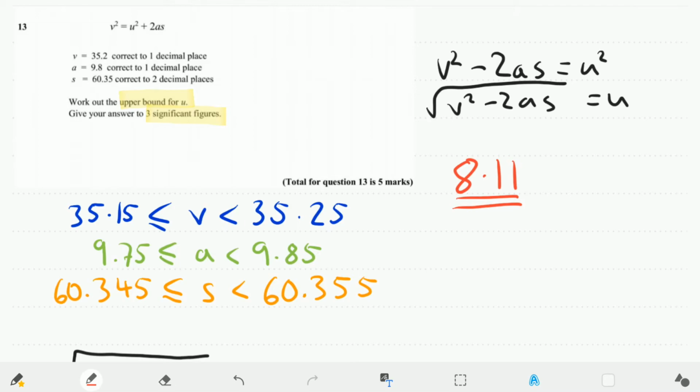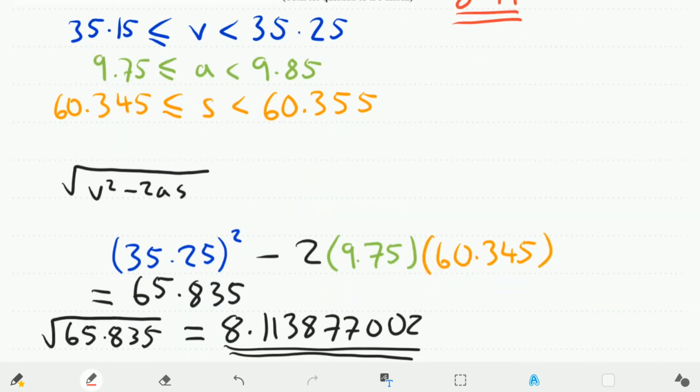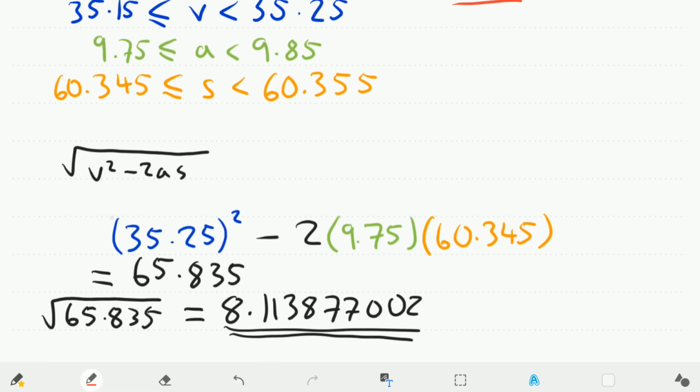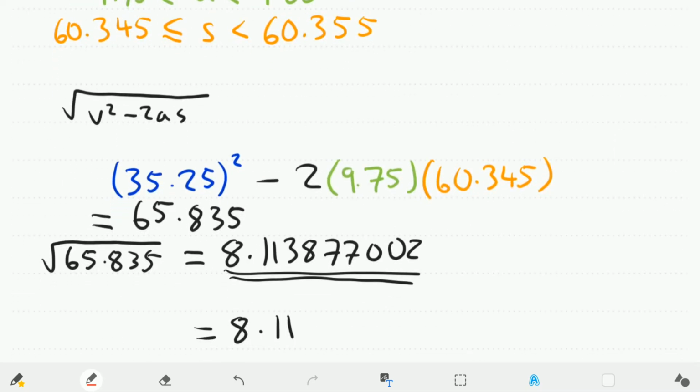So what I did first was I found out the upper and lower bounds of all my values, just to show which numbers I was allowed to use in this question. The next thing I did was I rearranged the formula to give u on its own, and u was equal to the square root of v squared minus 2as. And I knew to make u the biggest number possible, or to find the upper bound, I would have to maximize v squared and minimize 2as. And that's what I did over here. So I got the maximum value of v squared from getting the upper bound of v, then getting the lower bounds of a and s, working that out to be 65.835, and then square rooting it to get 8.11 to 3 significant figures.